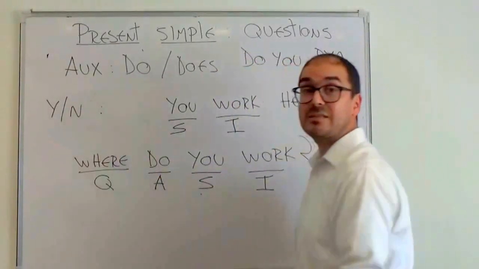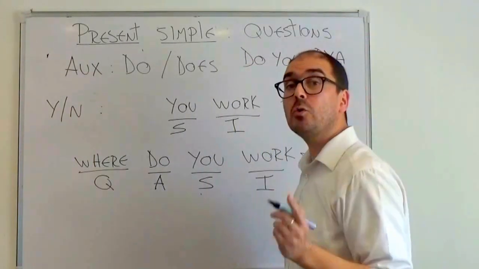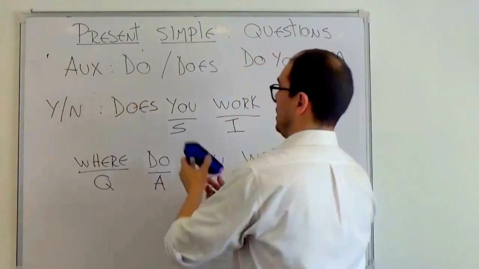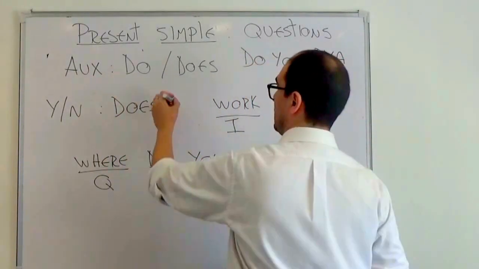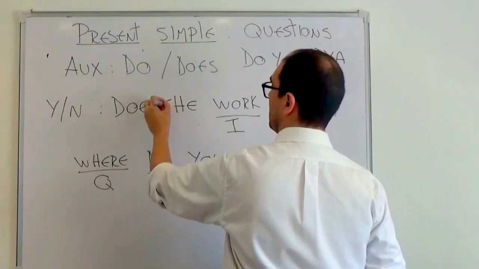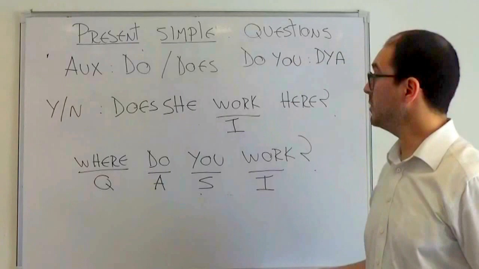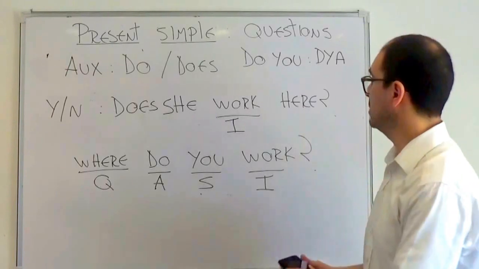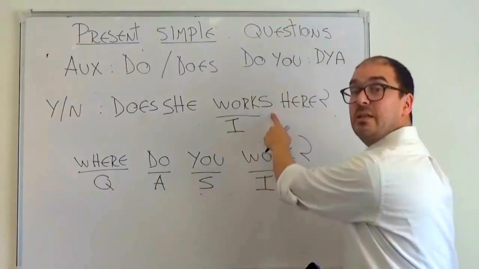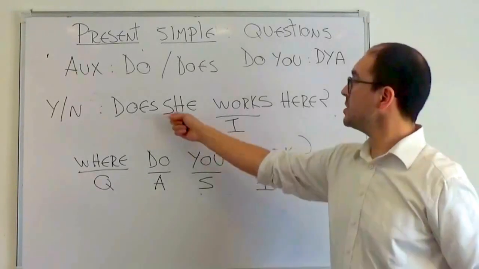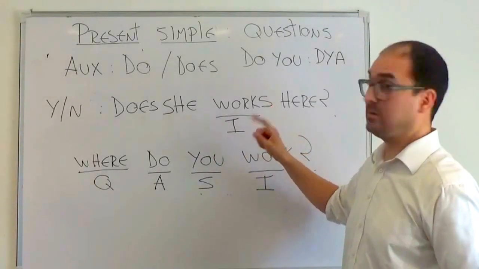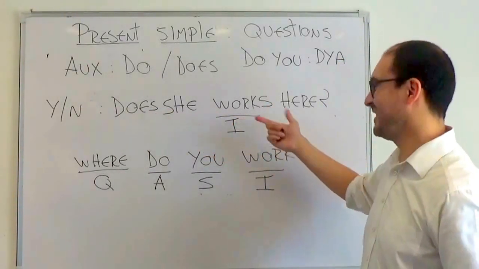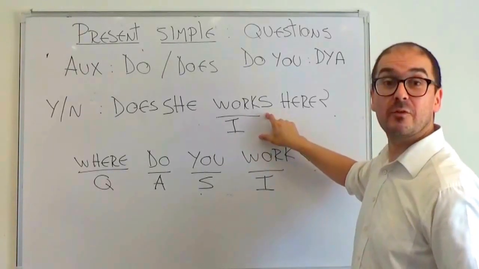If we were to ask the same question in third person, all we have to do is change "do" for "does" and the subject for he or she. So the question, does she work here, is correct. This is a common mistake, okay? "Does she works?" The S is here in the question, so we don't, I always have to do that, use it in the verb.